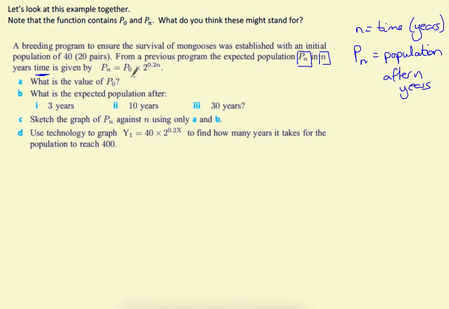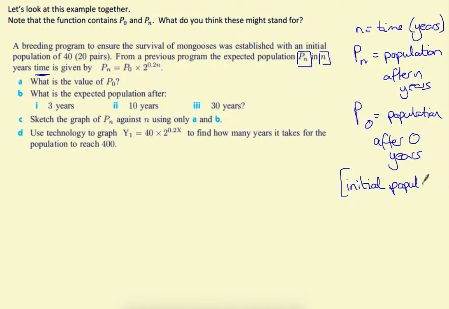So what is P_0? P_0 looks a little bit like this P_n. All we've done is changed n, the number of years, to a 0. So P_0 is the population after 0 years. If it's after 0 years, it means it's the population at the start. The word we might use for that is the initial population. We could have P_2 or P_5 to be the population after 2 years or 5 years.